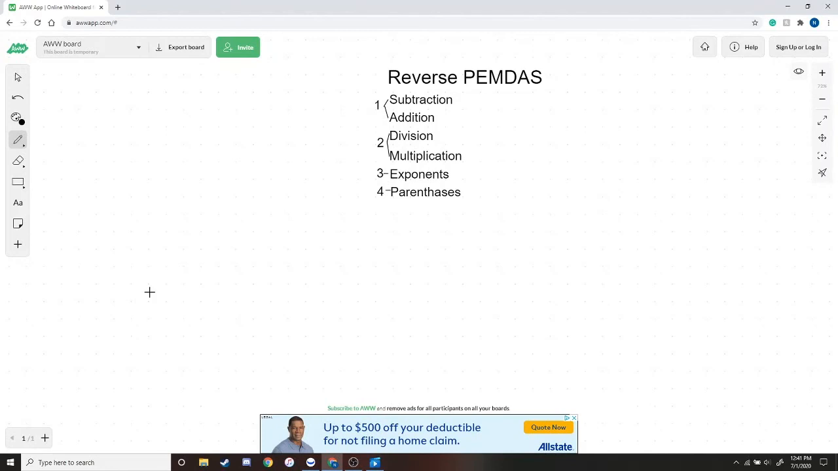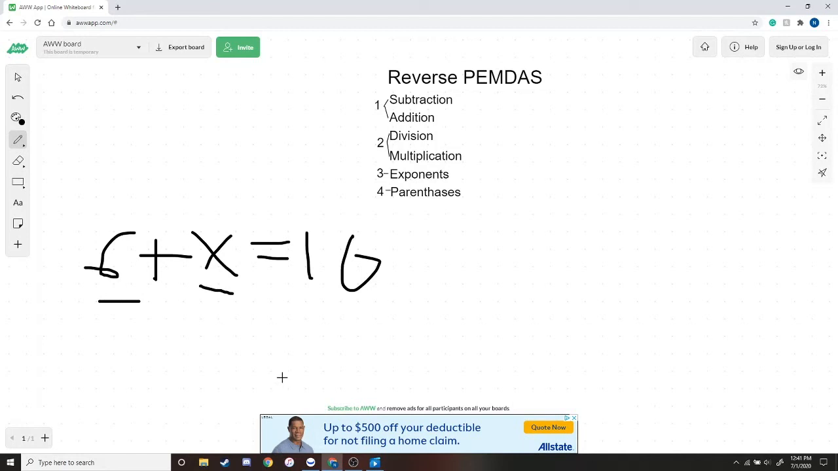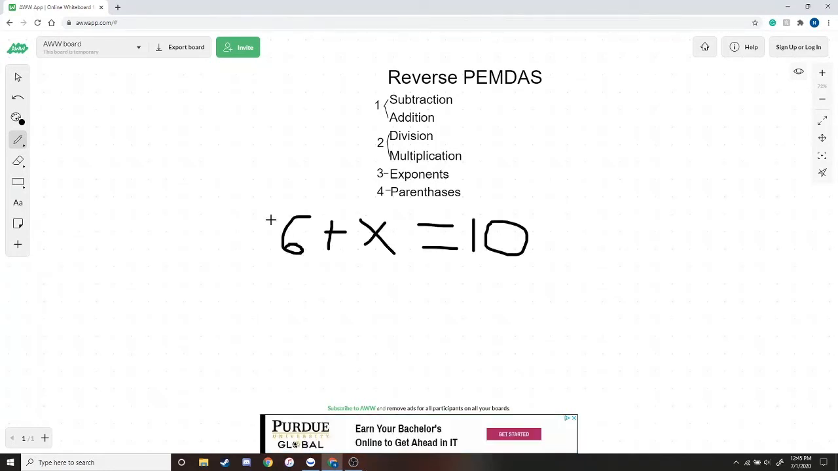Let's start off with our first example. 6 plus x is equal to 10. Here we can see that there are two terms or parts on the left side, 6 and plus x. The only operation here is addition, so you don't have to worry about order, but we want to isolate x to make sure it's alone. To isolate x, we need to get rid of this 6. To do that, we're going to use inverse operations.